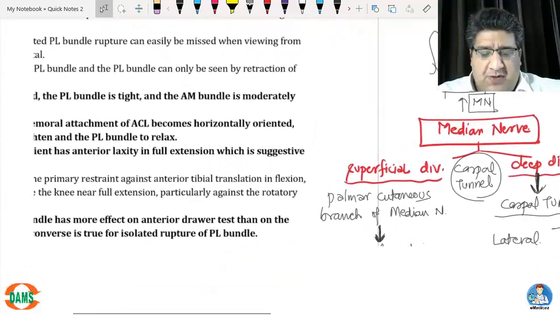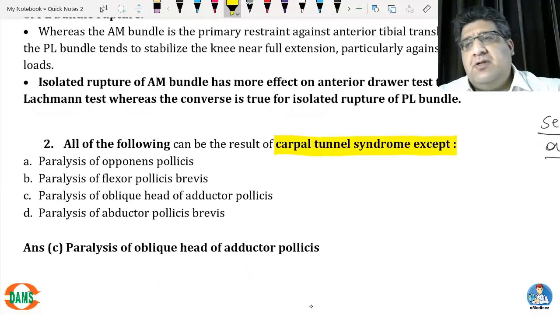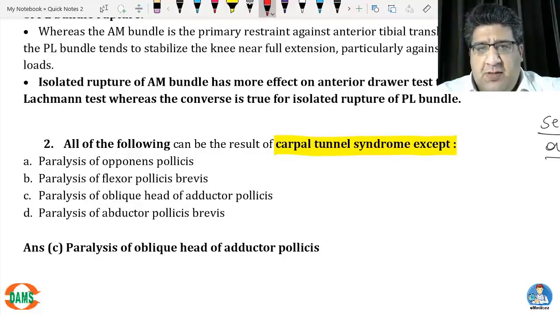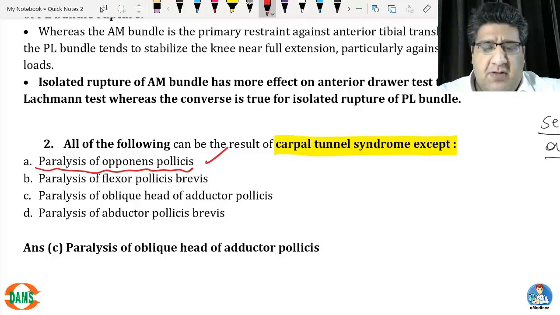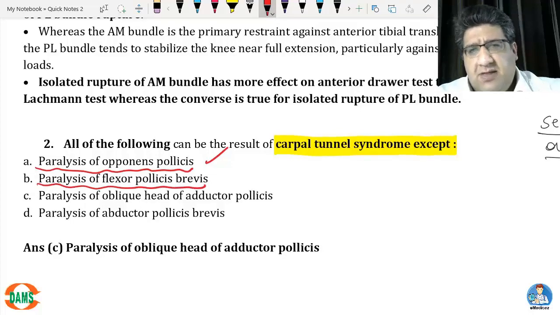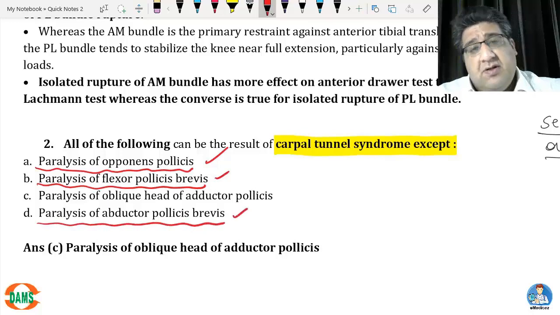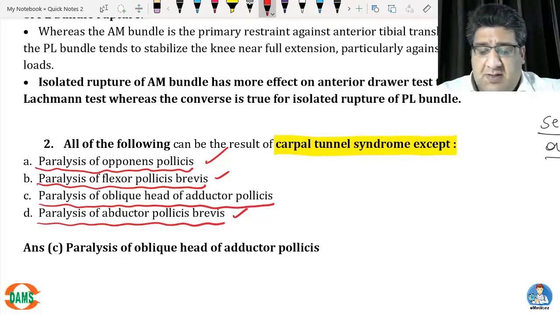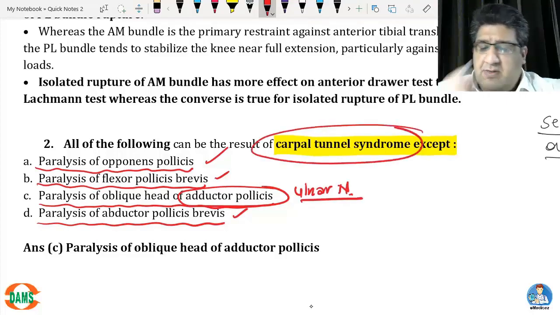Let's take a look. Now when you see this question: all of the following can be the results of carpal tunnel syndrome except. We all know what carpal tunnel syndrome is. It is compression of the median nerve inside the carpal tunnel. Now paralysis of opponens pollicis, that will be a part since it is supplied by that nerve. Flexor pollicis brevis paralysis, yes, although one head is supplied by that nerve, but still yes. Paralysis of abductor pollicis brevis, yes, it is again a muscle supplied by the same lateral division of the deep branch. Paralysis of the oblique head of adductor pollicis, absolutely wrong. Why? Because this is supplied by the ulnar nerve. What has that got to do with compression of the median nerve? So the answer is C. Does that make sense?